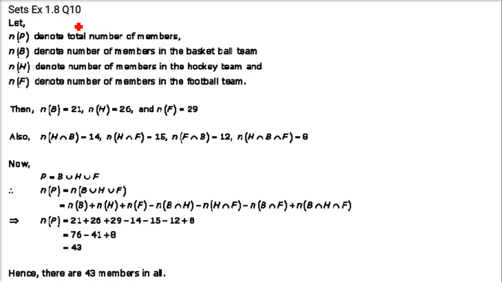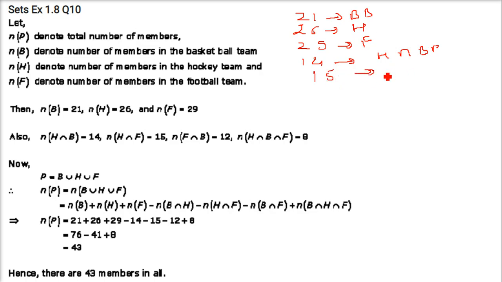Next: of the members of 3 athletic teams in a certain school, 21 are in the basketball team, 26 in the hockey team, 29 in the football team, 14 play hockey and baseball. Let me write it as B only. And then 15 play hockey and football. Then 12 play football and basketball. 8 play all of these 3 games.